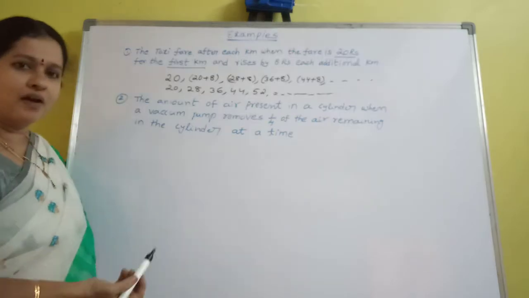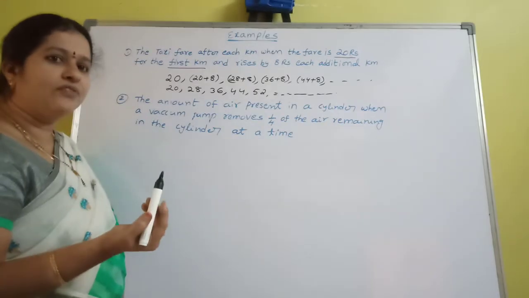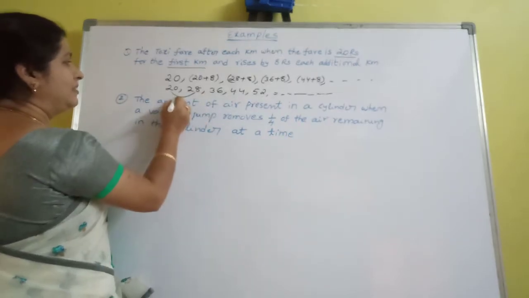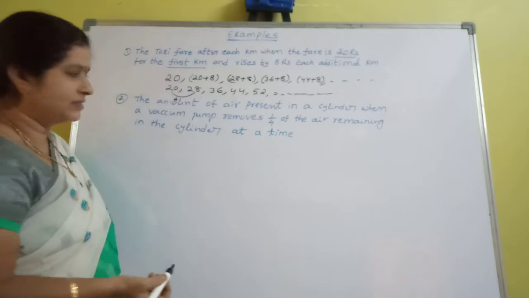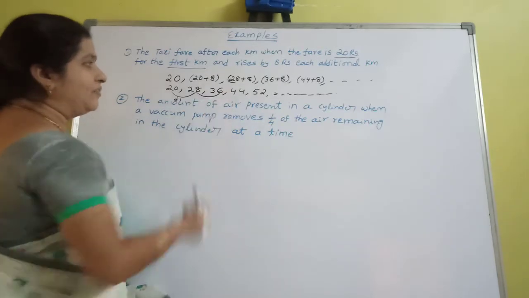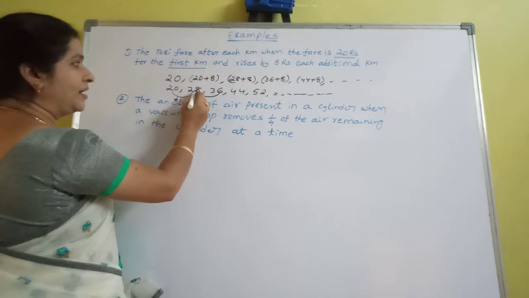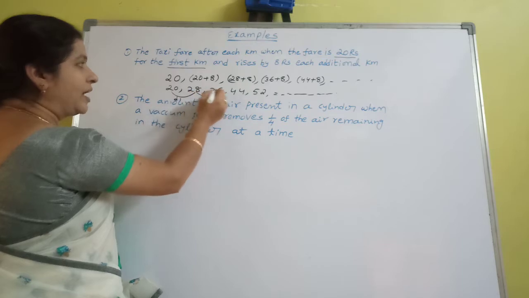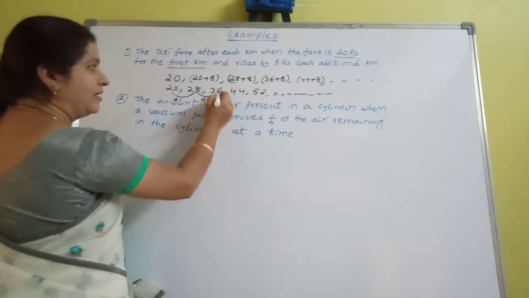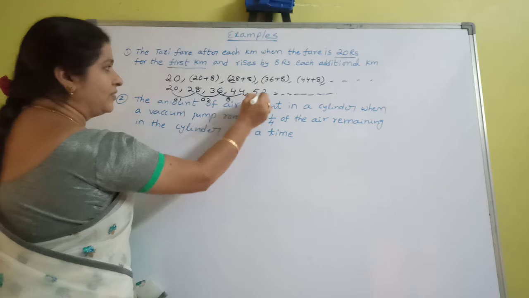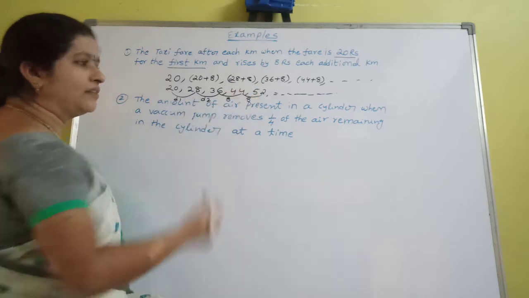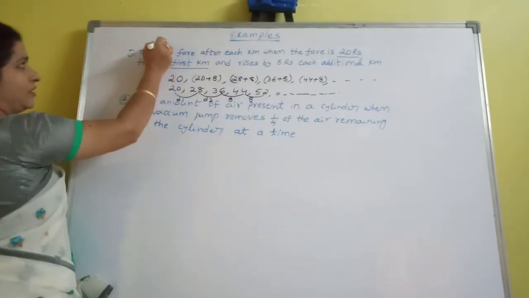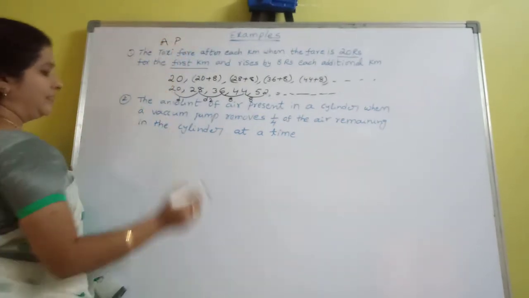Is it in AP or not? For this you have to check the common difference between terms. The first common difference D1 is 8. For the next common difference, the difference of the second term A2 and the third term A3, let it be D2. Here also it is 8. Here also the difference is 8. So all the differences are equal, so it is in AP. The first example is in AP.